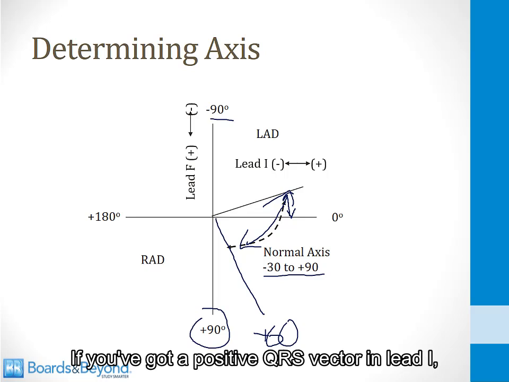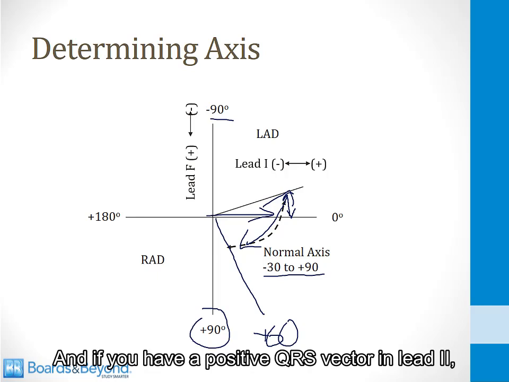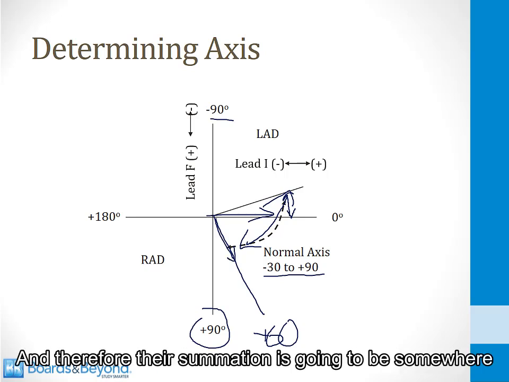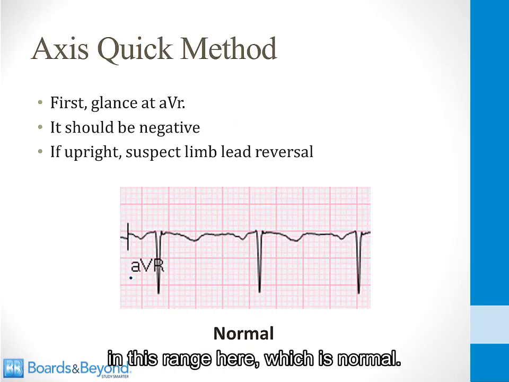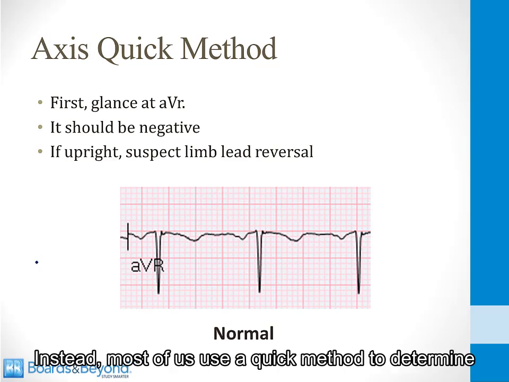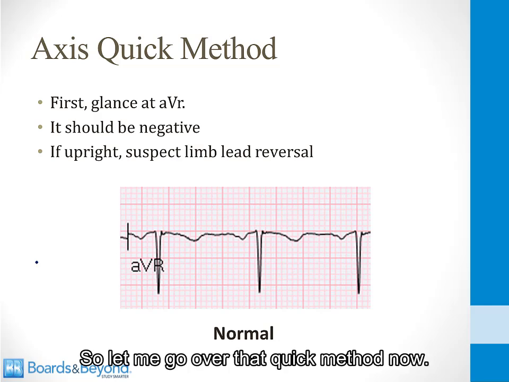If you've got a positive QRS vector in lead 1, that means you've got a line going in this direction. And if you have a positive QRS vector in lead 2, that means you have a line going in this direction, and therefore their summation is going to be somewhere in this range here, which is normal. Now, in reality, nobody ever calculates an exact number for the QRS axis. Instead, most of us use a quick method to determine whether the axis is normal, leftward deviated, or rightward deviated. So let me go over that quick method now.